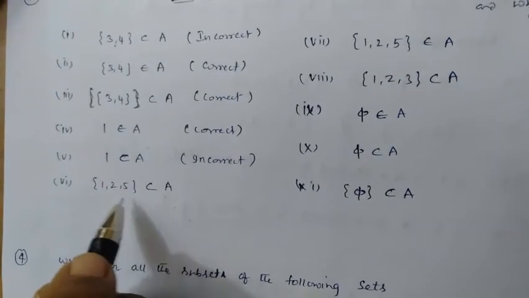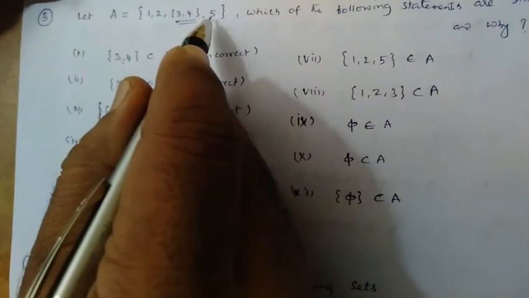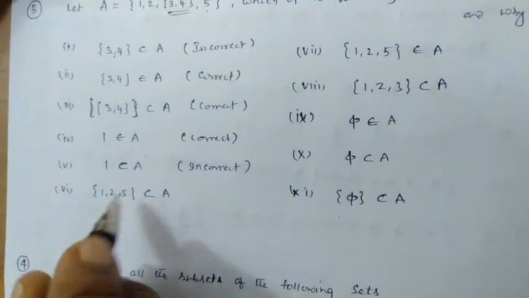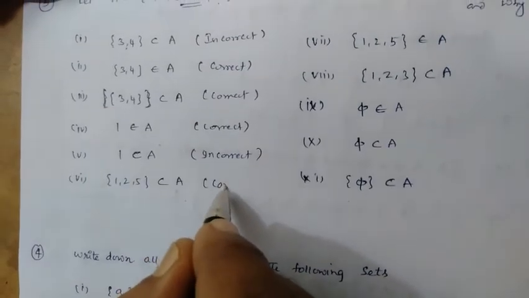{1, 2, 5} is a subset of A. Clearly 1, 2, 5 are the elements, and {1, 2, 5} forms a subset. So it will be a subset of A. So it is a correct statement.